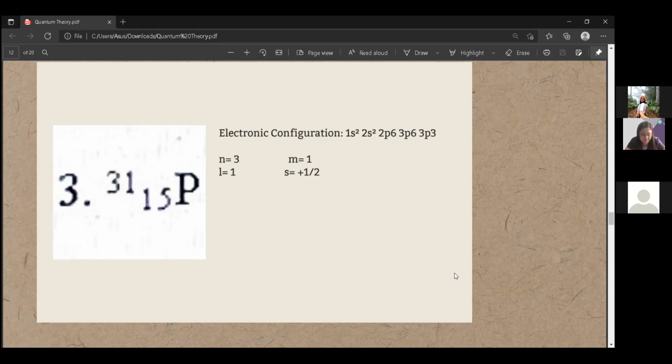Next is predicting the set of quantum numbers of the last electron. Since the last electron is 3p3, for n, it is based on the 3, and for L, since it is p, and we know if p, L is equal to 1, that's why 1 is there. Next is m. The p has 3 orbitals, and the exponent is 3, and it landed on the 1st orbital. That's why m is equal to 1. And since the arrow is facing upward, therefore s is equal to positive 1/2.